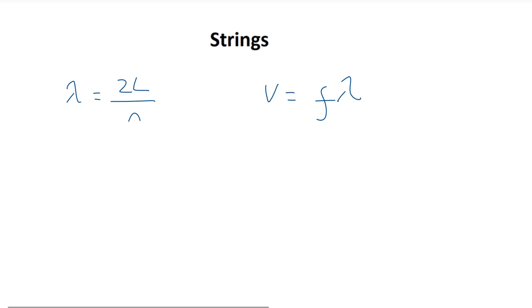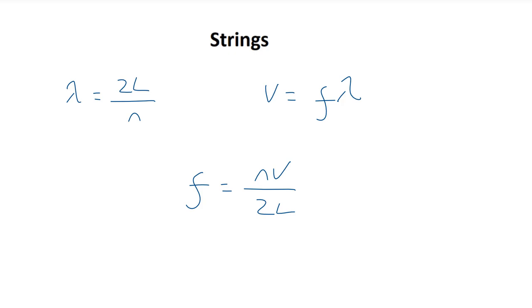Therefore, putting these two equations together also tells us the frequency of the nth harmonic. The frequency of the nth harmonic is simply equal to n, the number of the harmonic, multiplied by the speed of the wave, divided by twice the length of the string.